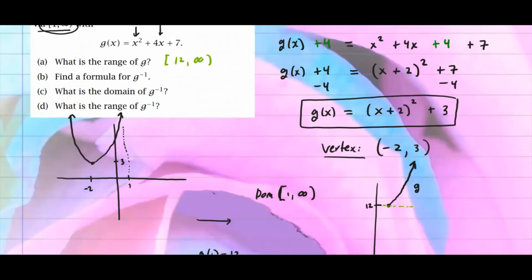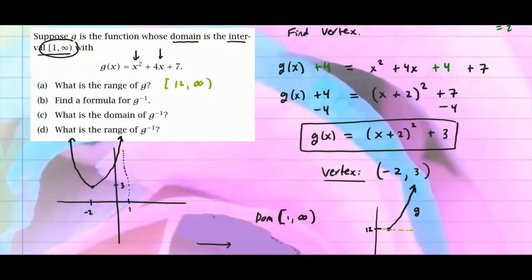Now, we could actually answer part C and D just based on what we have, because you don't need the formula to find those. The domain of the inverse is actually the range of the original function, and the range of the original function is the answer to part A. So that would be 12 to infinity. And then the range of the inverse is actually the domain of the original function. So that means we already have that. That's given to us in the problem, 1 to infinity. So the only thing left to solve is to find that inverse formula.